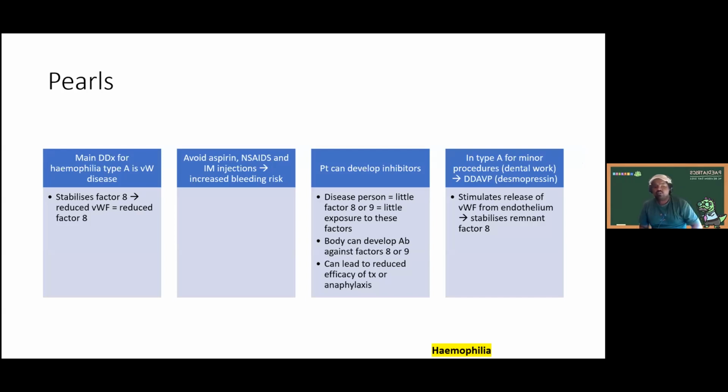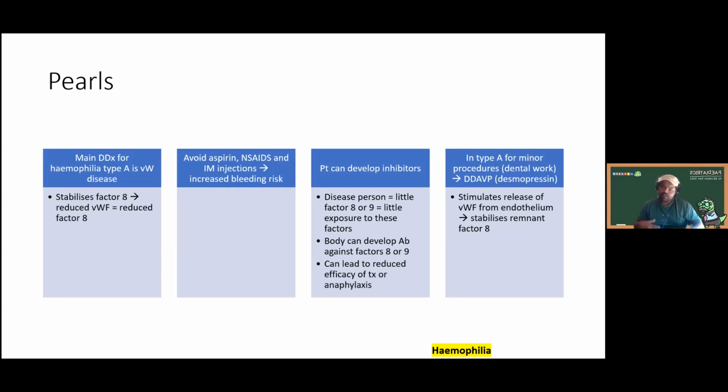So the main differential for hemophilia type A is von Willebrand's disease. That's because von Willebrand's factor is a stabilizing factor for factor 8. So if you do have a reduction in von Willebrand's factor, then factor 8 won't work as well. So that's why it's a main differential. In these children, similar to ITP, you want to avoid aspirin, NSAIDs, and any intramuscular injections because it's an increased risk of bleeding. Another thing to remember as well is that patients can develop inhibitors against the recombinant factors.